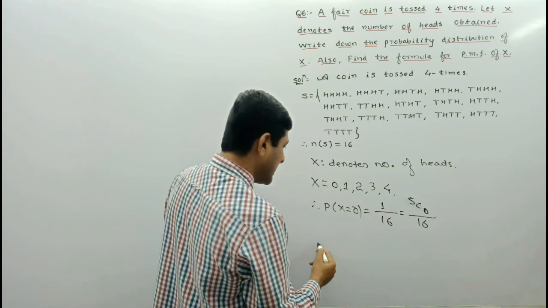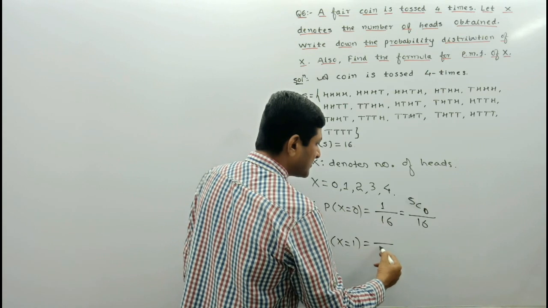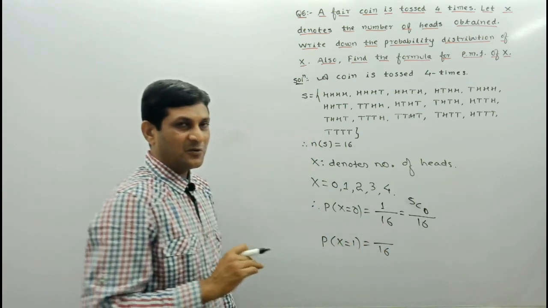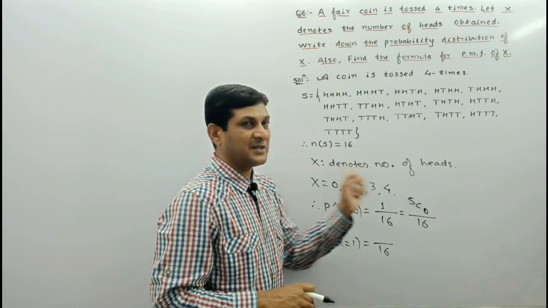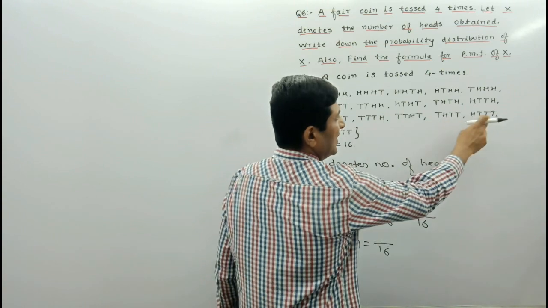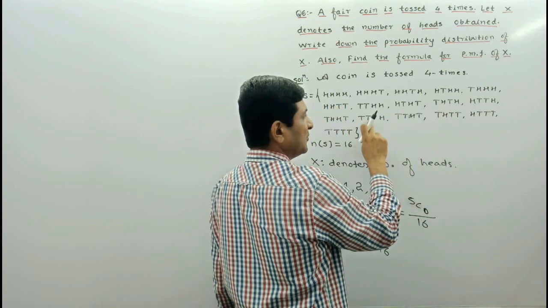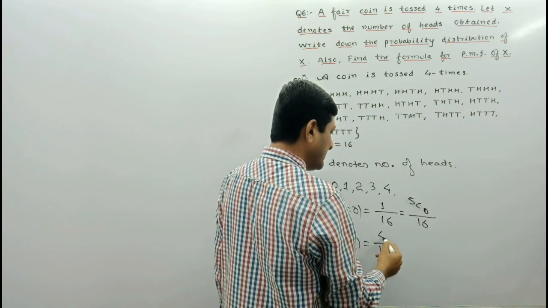Okay, now we are finding the probability of x is equal to 1. Total how many outcomes are there? 16. In these 16 outcomes, we have to find such elements in which x is equal to 1, meaning the number of heads is 1. The number of heads is 1 in these 4 elements: 1, 2, 3, 4. If you observe these 4 elements, one head appears. So how many elements are there?